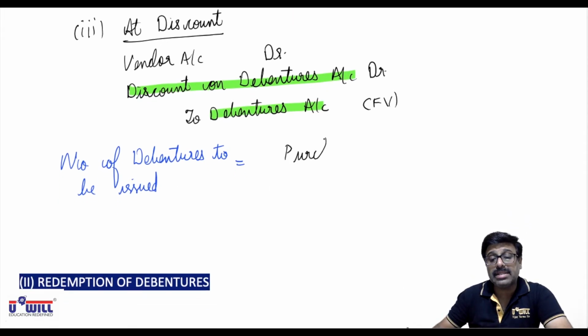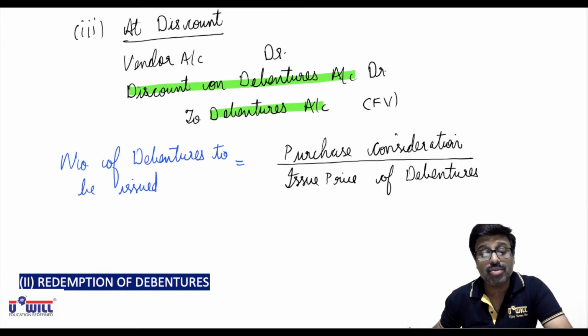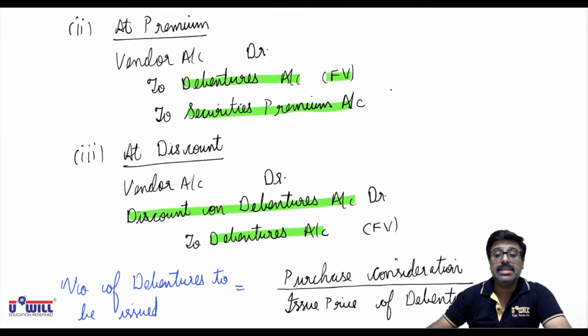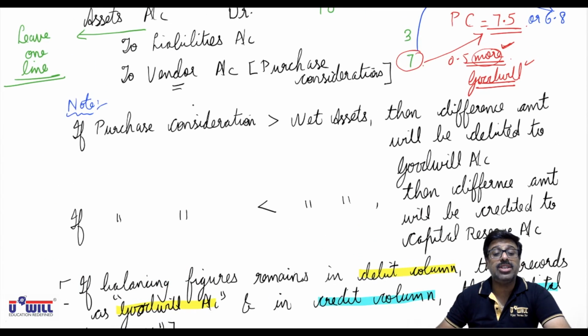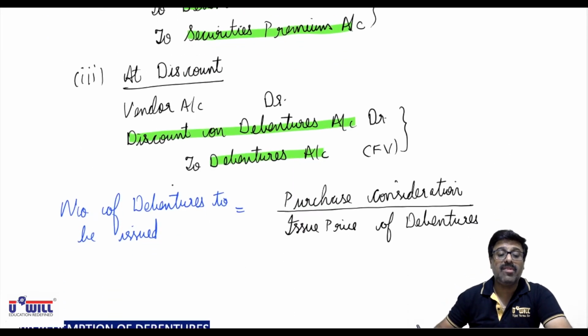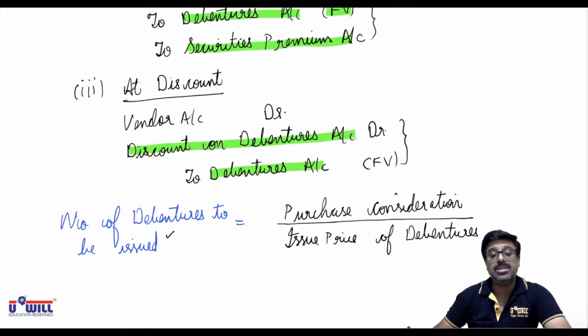Whatever is the purchase consideration payable to the vendor, you will divide it by the issue price of debentures. You will get the number of debentures to be issued, and once you get that, these amounts can be obtained. Even in the first situation you can find it, but the amount of vendor and debentures is going to remain the same. So practically in the first situation it is not required, but in the second and third situation the number of debentures to be issued is definitely required to find the amount of debentures, securities premium, or discount on debentures.